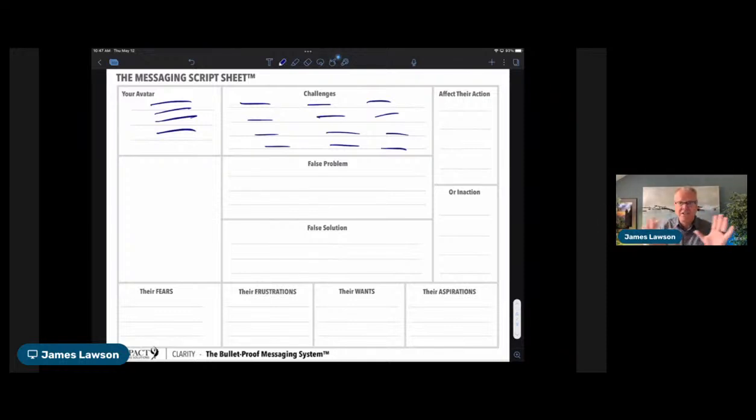So you need to understand what your prospect is identifying as a problem that is false. And we're going to capture these in here. What is the false solution? Again, for a false problem, there are false solutions.